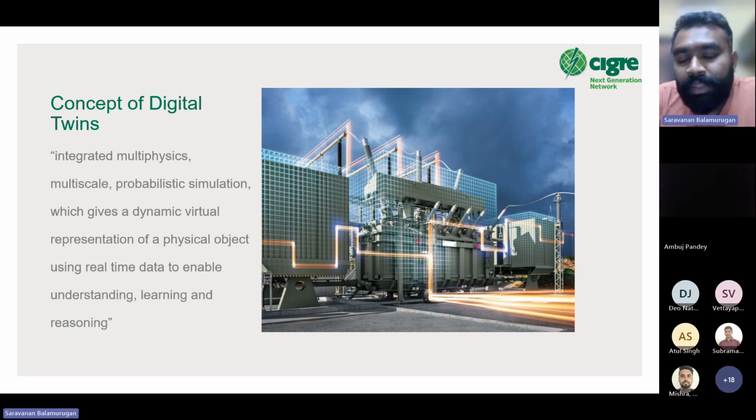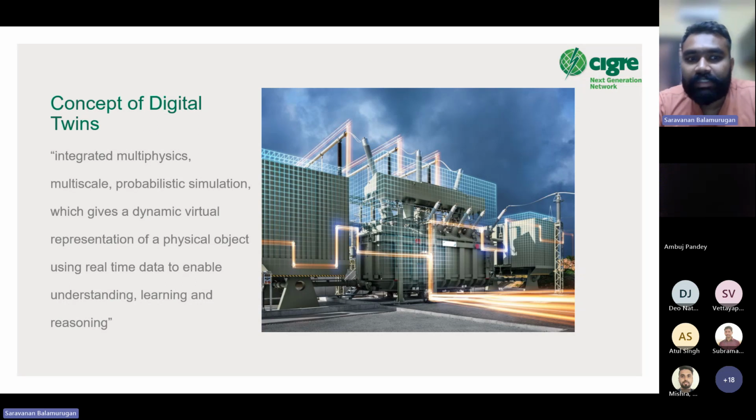a physical object. Now, this is the second part: you need to have a dynamic virtual representation of a physical object, which changes itself based on the situation, or by using real-time data to enable understanding, learning, and reasoning. This was one of my favorite definitions of digital twin, because it puts everything that a digital twin is in one single line. A lot of people confuse a digital twin with simulation.